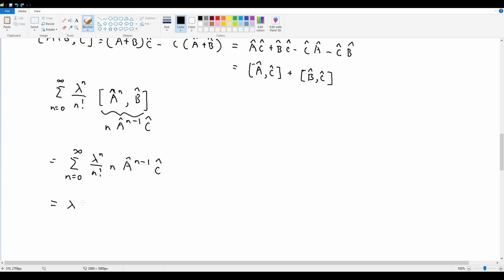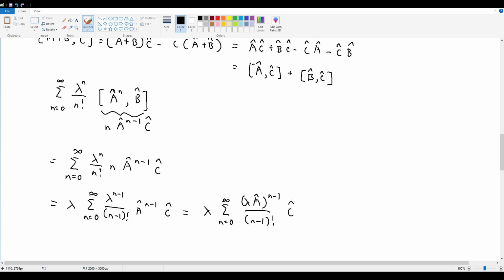This is going to equal, I'm going to pull a lambda out at the front, n equals 0 to infinity, lambda to the n minus 1 over n factorial, and the n factorial is going to cancel the n over here. This is going to give me n minus 1 factorial down here, a hat to the power of n minus 1, and then c hat at the front. And wow, that is very close to an exponential, right? So if I fully condense this: lambda summation n equals 0 to infinity of lambda a hat to the power of n minus 1 over n minus 1 factorial at the bottom.